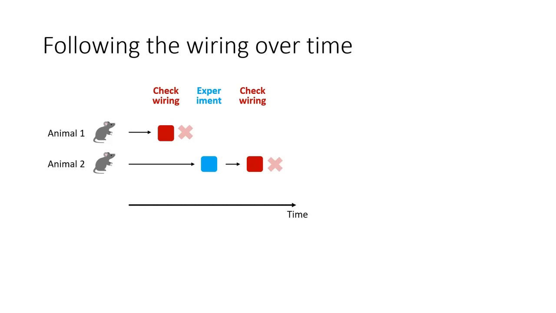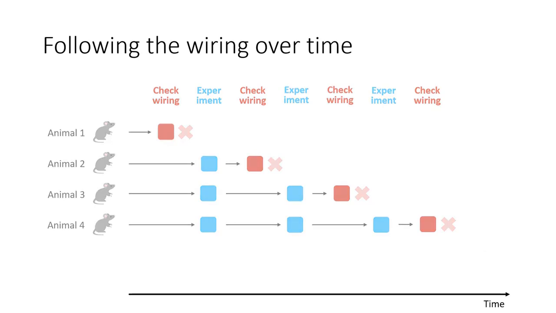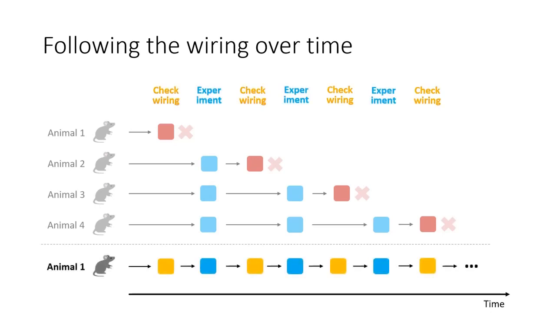There are two problems with this. One is that you're not looking at the same brain, so if you find differences in wiring, are they due to the experiment or due to them being individuals? The second problem is that this is wasteful in animal lives, especially if the experiment has multiple stages. Now what if you could reconstruct the wiring in an animal without having to kill it? This would solve both problems at once. You're looking at the same brain every time and you save lives. This idea is what we are going to talk about.